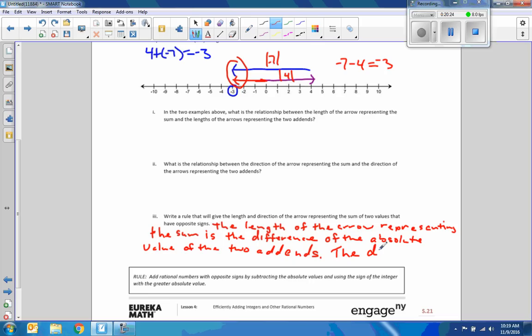The direction is the same as the direction of the longer arrow.